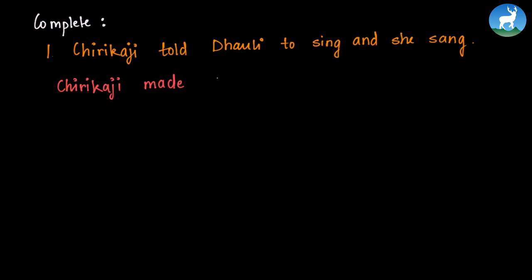So we can begin our answer by writing Chirikaji made Dhauli sing and she sang. So did you notice that Dhauli had no choice left? So she had to sing because Chirikaji made her sing. And then because with make we use the base verb, here we are writing Chirikaji made Dhauli sing and she sang.